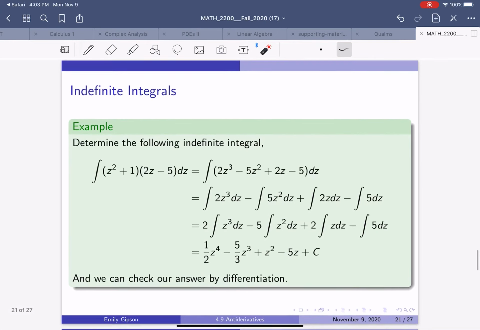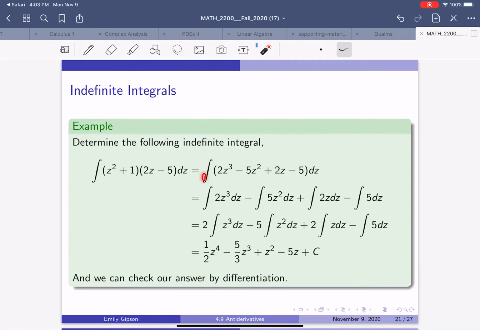My first step, which occurs right here, is I FOIL everything out and I go from z squared plus 1 times 2z minus 5 to 2z cubed minus 5z squared plus 2z minus 5. I can split these up using the sum rule because it's a sum and difference rule, and I get the integral of 2z cubed dz minus the integral of 5z squared dz plus the integral of 2z dz minus the integral of 5 dz. Then I use my constant multiple rule to pull out any constants, so I get 2 integral of z cubed dz minus 5 integral of z squared dz plus 2 integral z dz minus integral 5 dz.